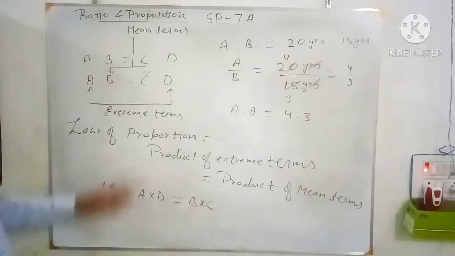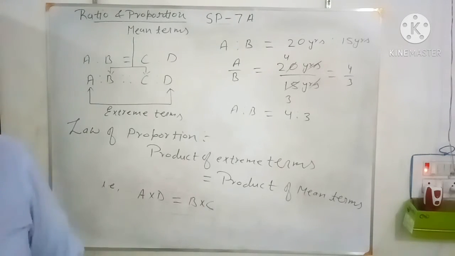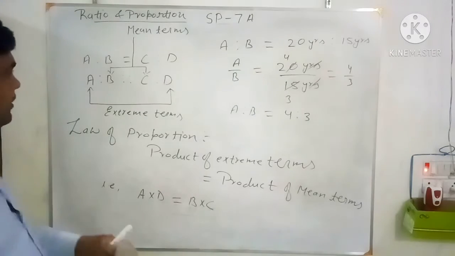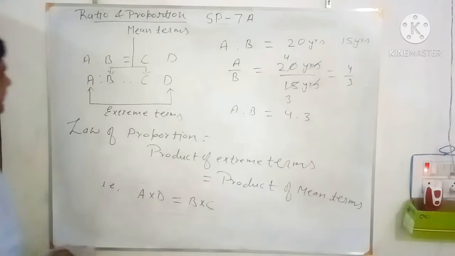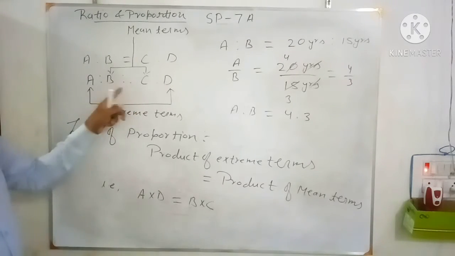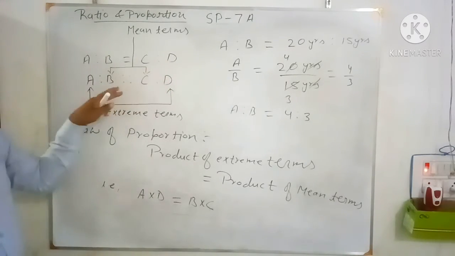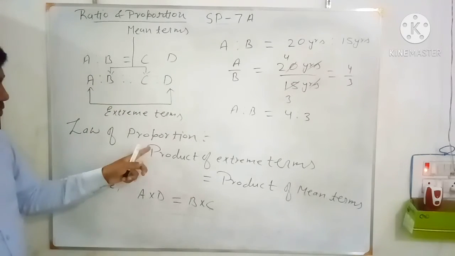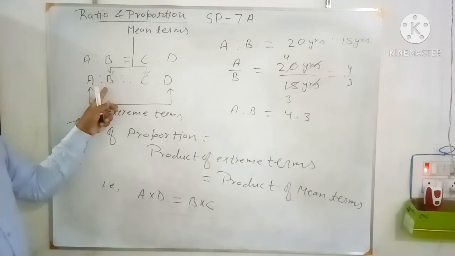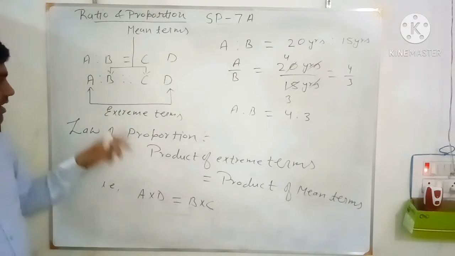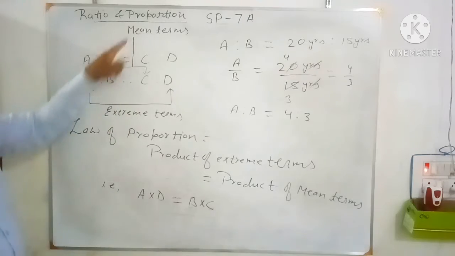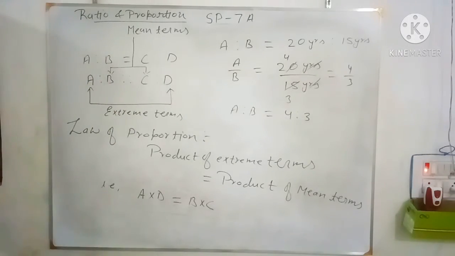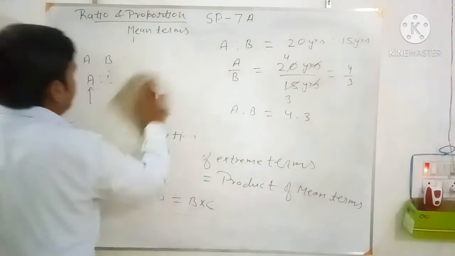With the help of this law, we will solve the questions of Self Practice 7A. Now see the exercise questions. How will we solve such a question? When two ratios are equal, it is said to be a proportion. A is to B equals C is to D, so the two ratios are proportional to each other. This means we can apply the law of proportion: A into D equals B into C, the product of extreme terms equals the product of mean terms B and C, the middle terms. Now we solve the exercise questions.